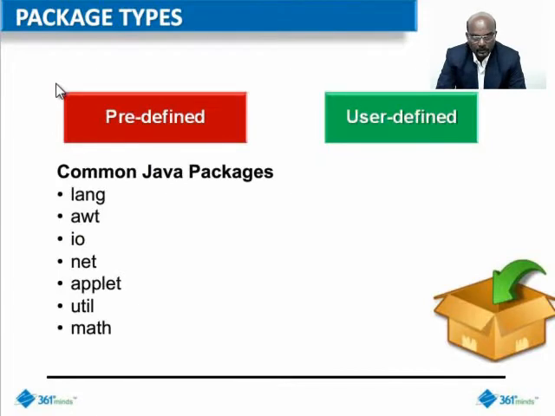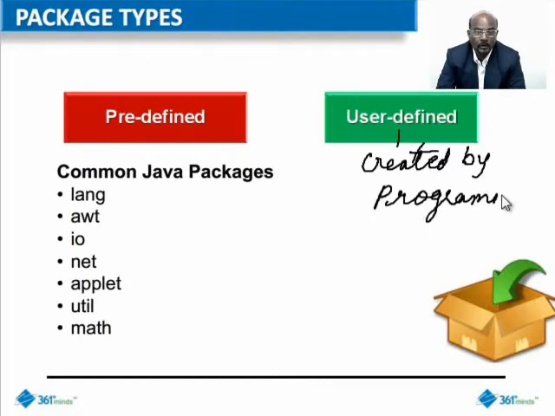There are two types of packages. One is a predefined package and the other one is the user-defined package. The user-defined package can be created by the programmer himself so that he can keep on using the same package every now and then when he creates a project. But Java has given a load of packages for different types of programming. These packages contain a lot of classes, interfaces, and namespaces.